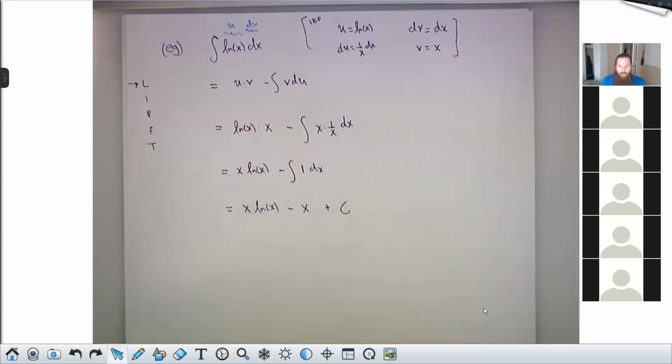In our IBP chart, we basically differentiate the left side and then integrate the right side. Correct. To get du from u, you need to differentiate. To get v from dv, you need to integrate.